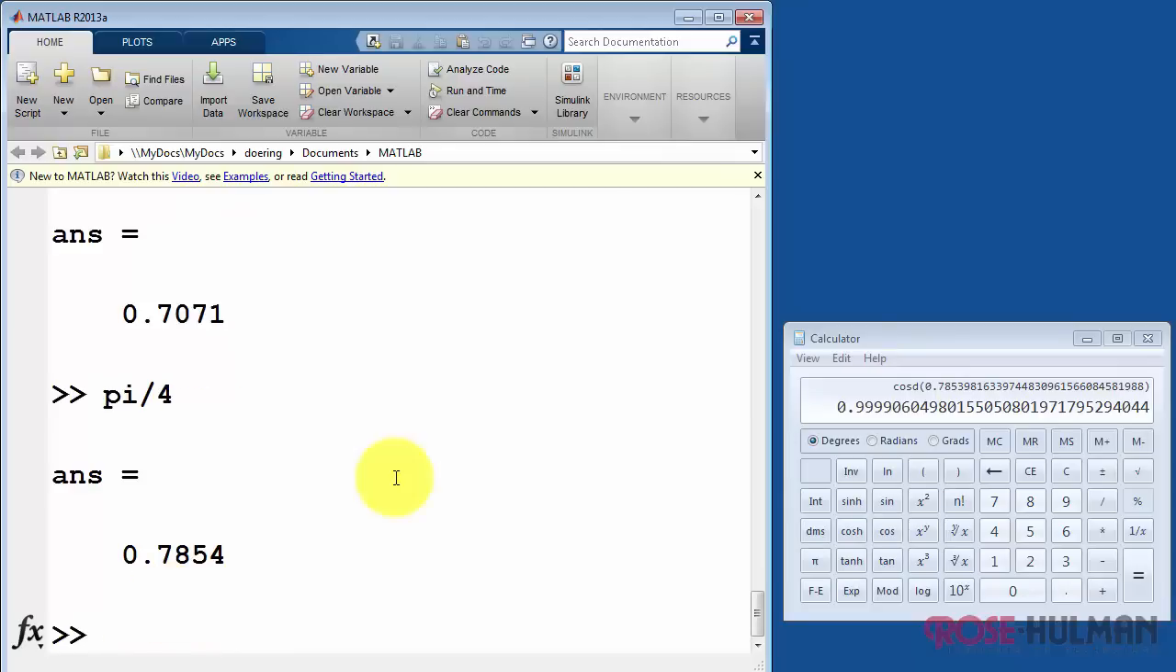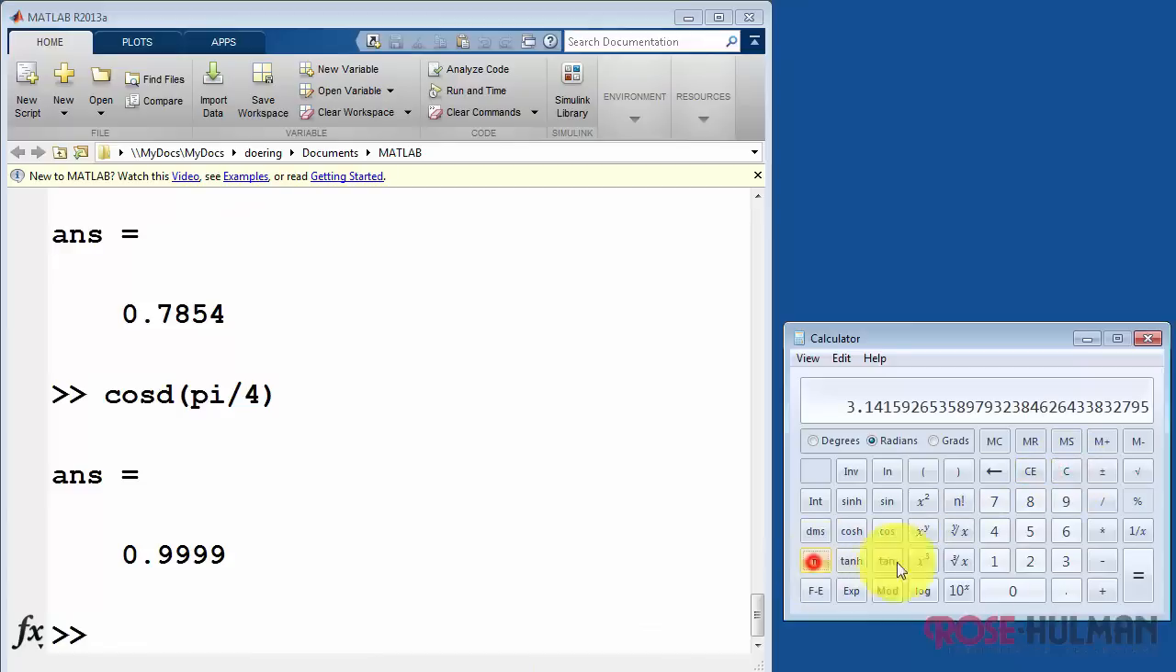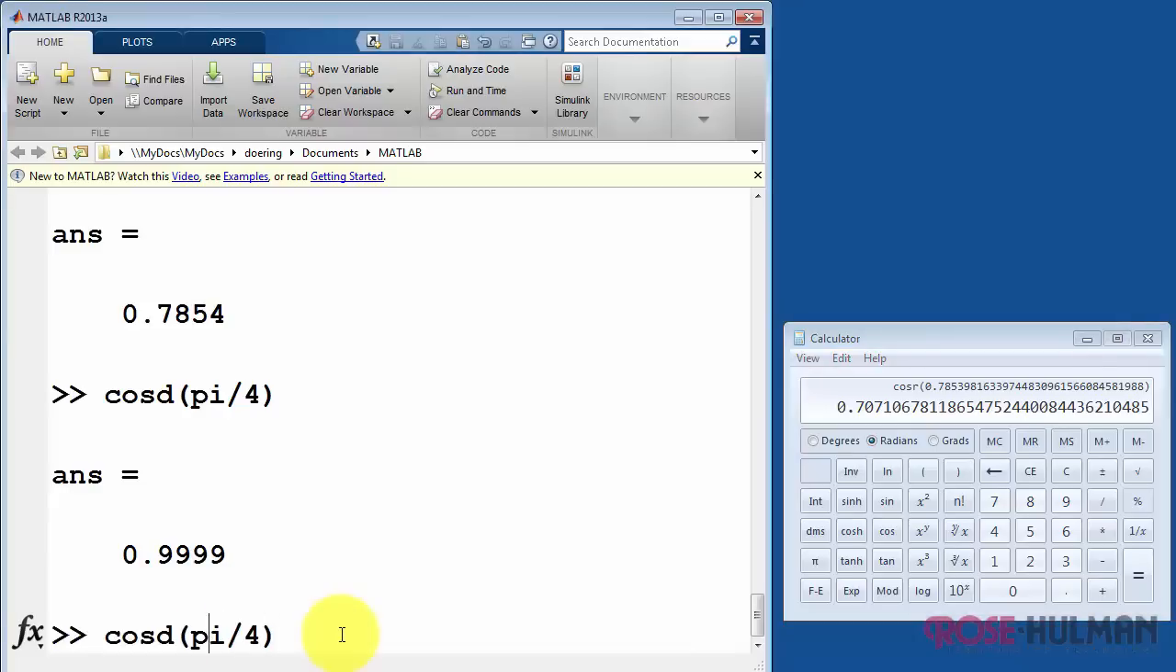Note that in the calculator we had cosine where the argument is expressed in degrees. And there is a version in MATLAB for that, cosd. Now we have agreement between the calculator and MATLAB. If we switch the calculator into radians mode and do the same thing, pi divided by 4, and then press cosine, we have 0.7071. If I take off the d, we have the same value in MATLAB.